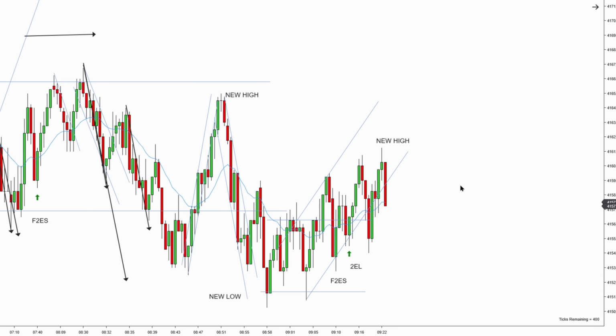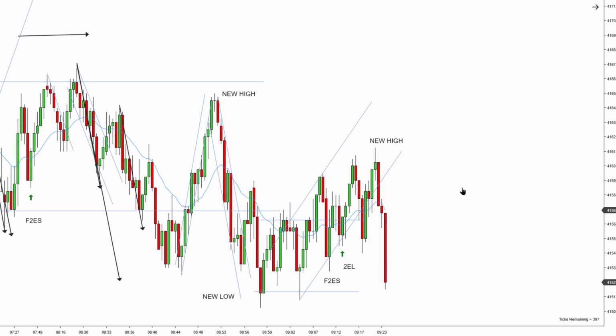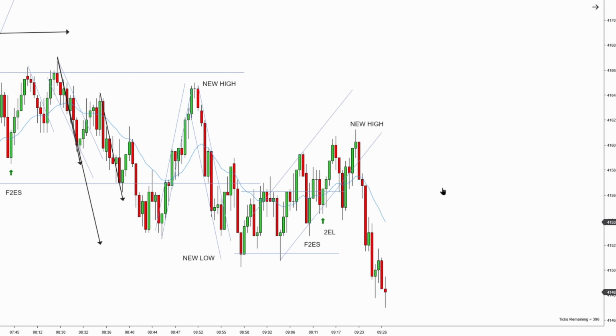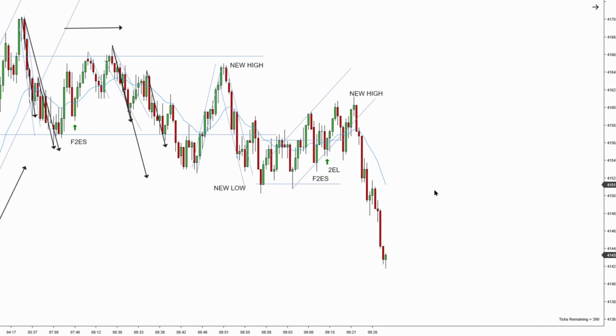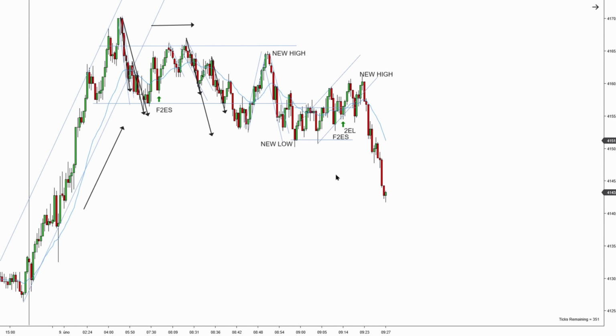here, new high here, and notice what is happening. Okay, we're completely reversing all the way down. So now I have to completely abandon my bullish thesis. We didn't create new high.